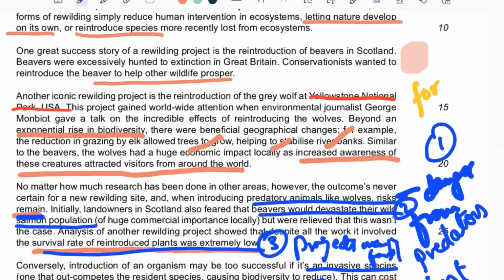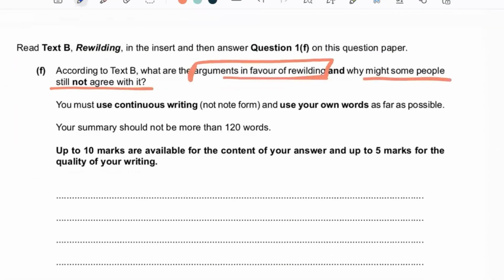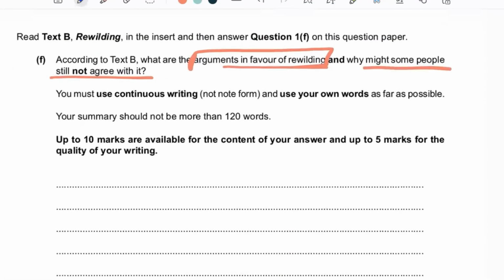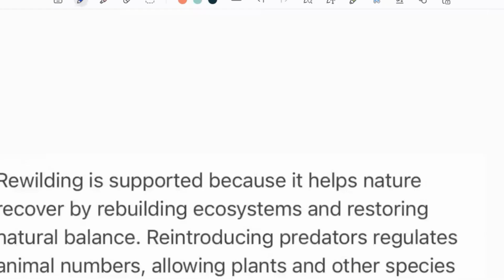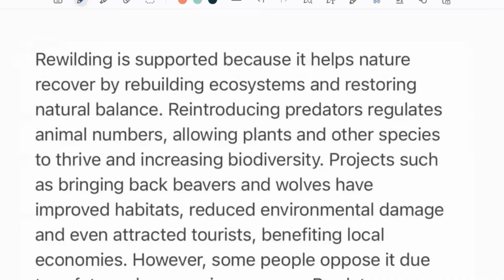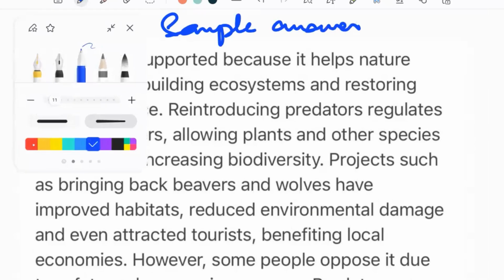Now let's look at the example and sample answer of this entire question. Okay, this is the question. You must use continuous writing, not note form. Use your own words, and 10 marks available for the content and 5 for the quality. Now let's look at the sample answer. This is the sample answer. You have to just note down the sample answer to get the A star actually.